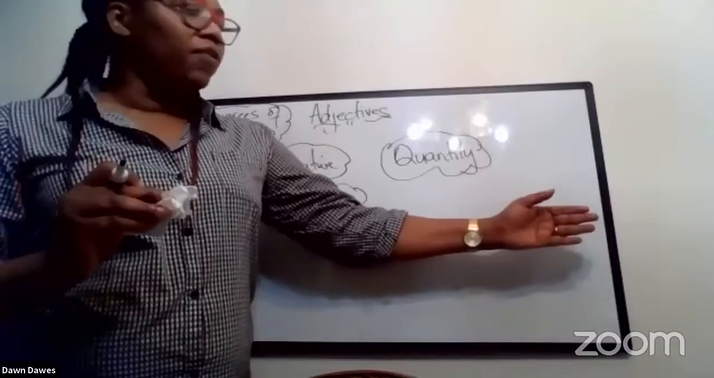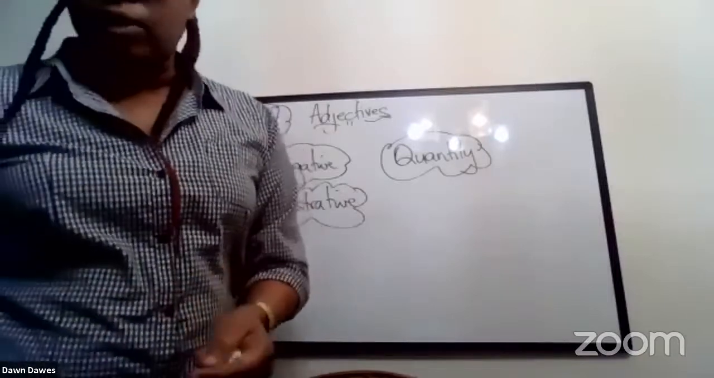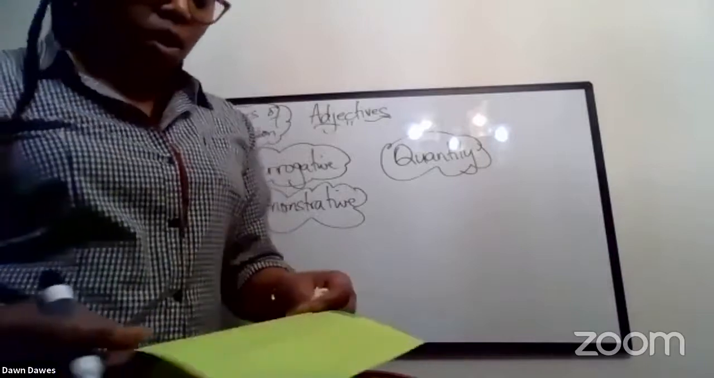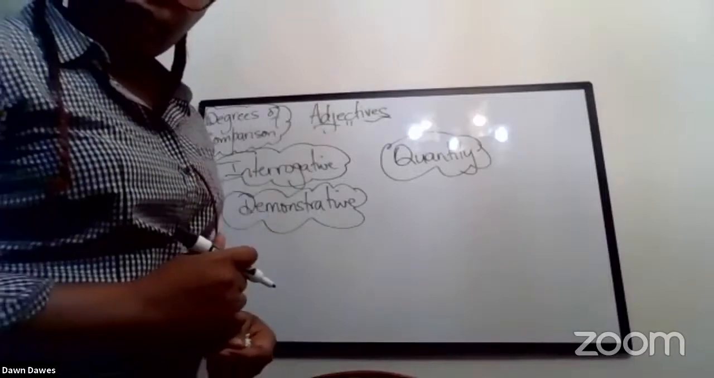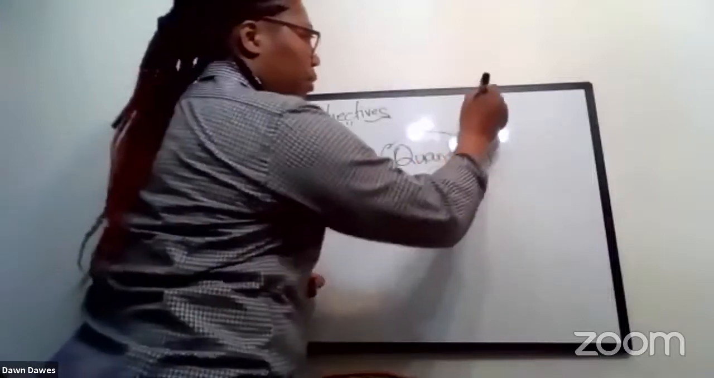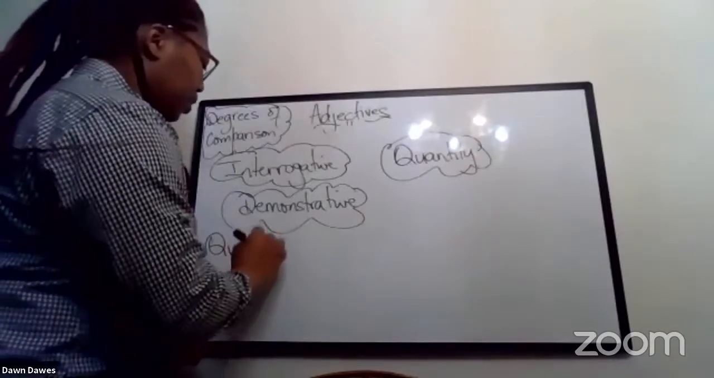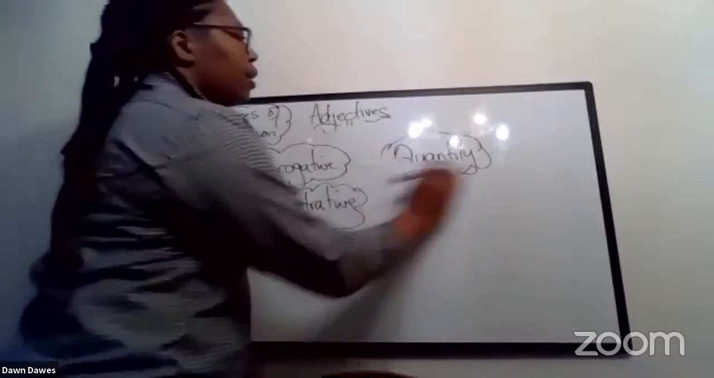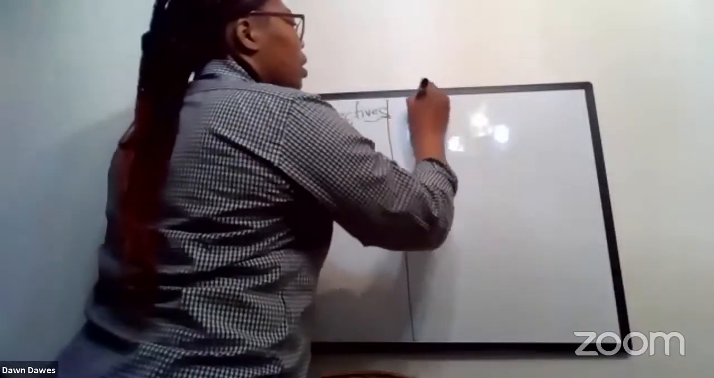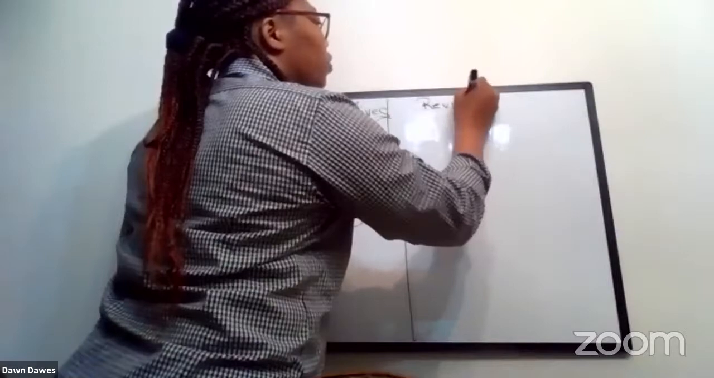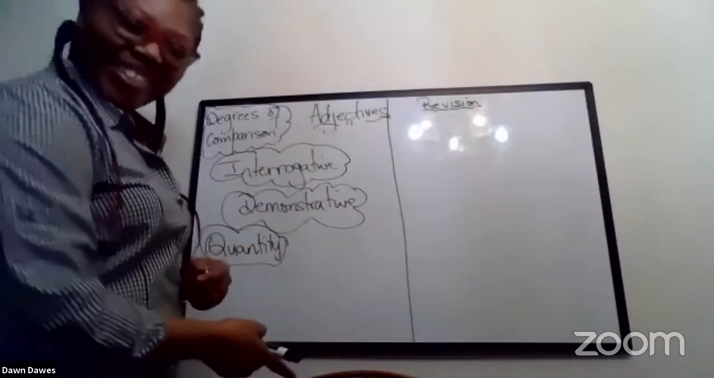All right, so we're going to go through just a few examples of adjectives and pronouns that we have been through. I have a list of sentences here. This is revision before we end class. Let me put quantity on this side. So we divide the board in two. We're doing revision for our end of semester next week.